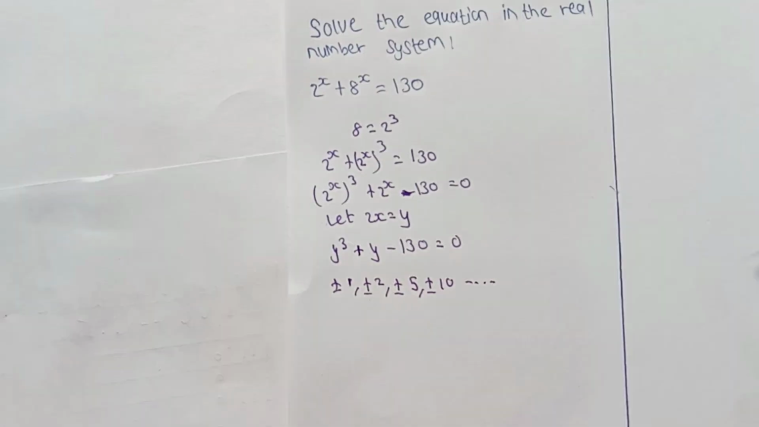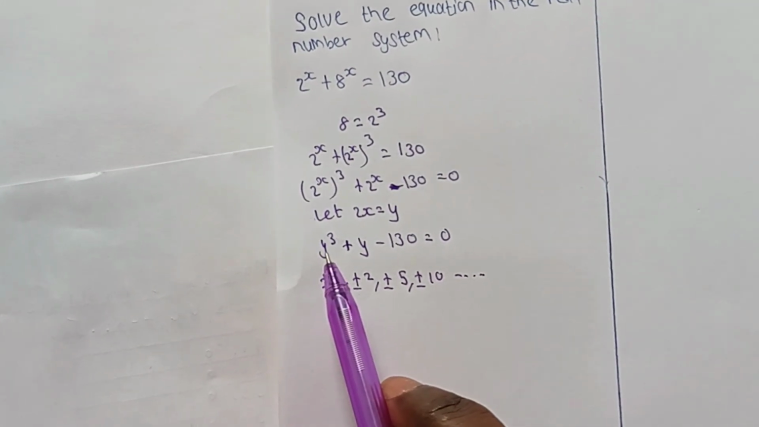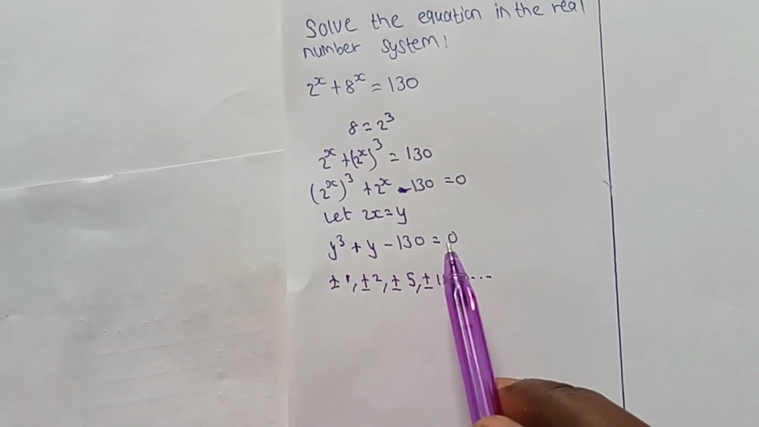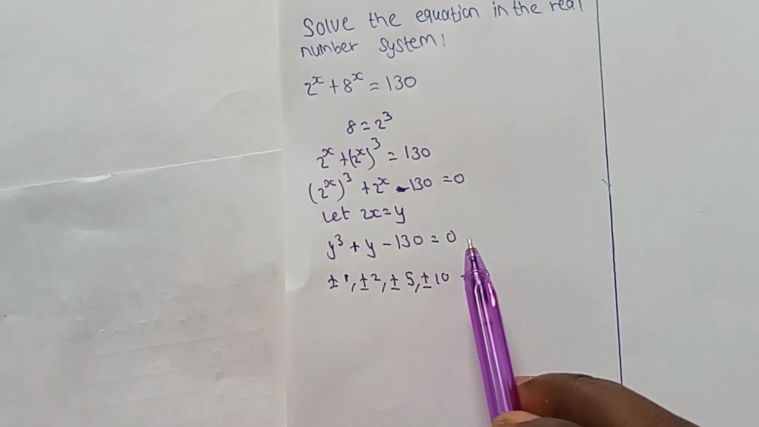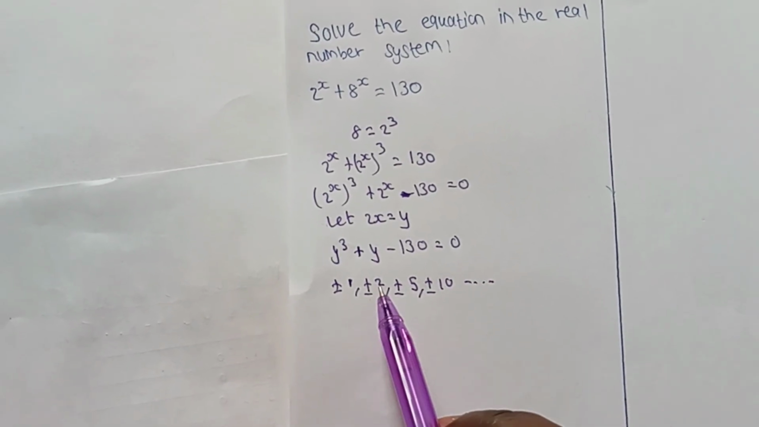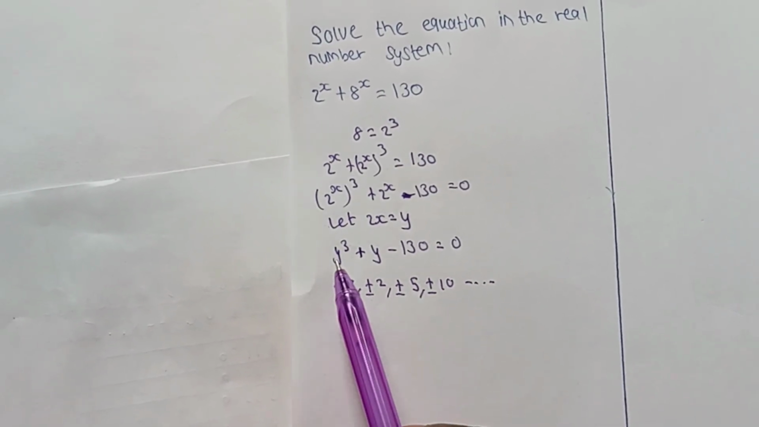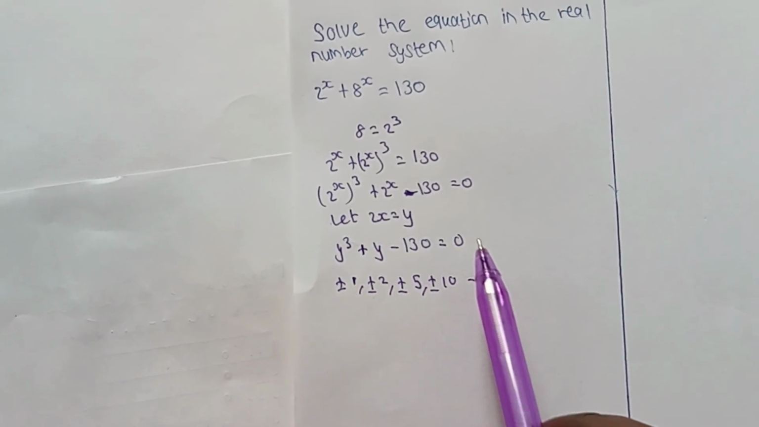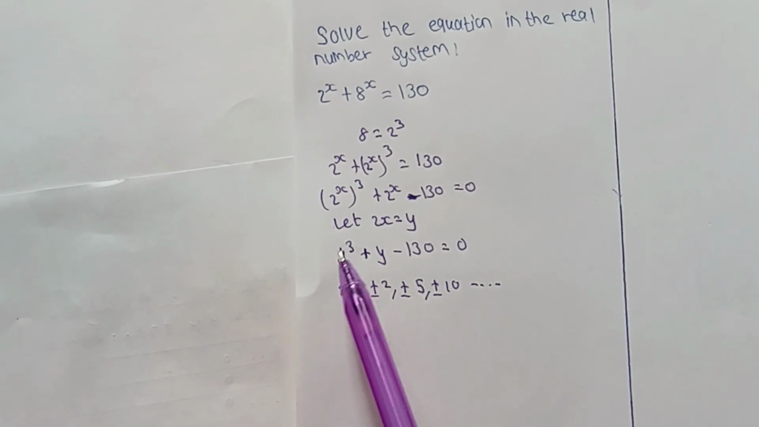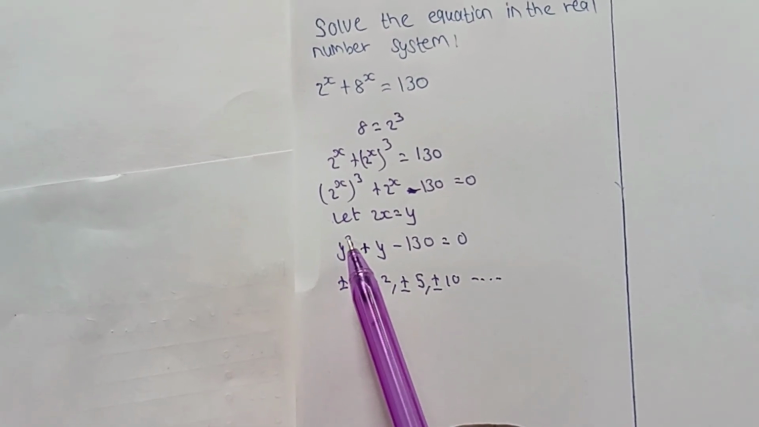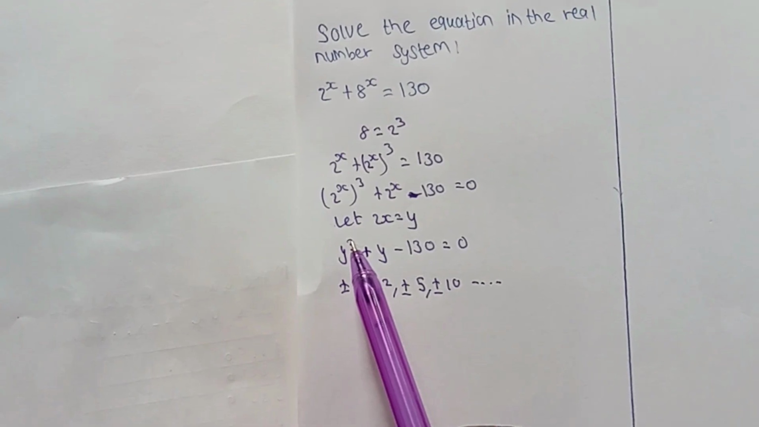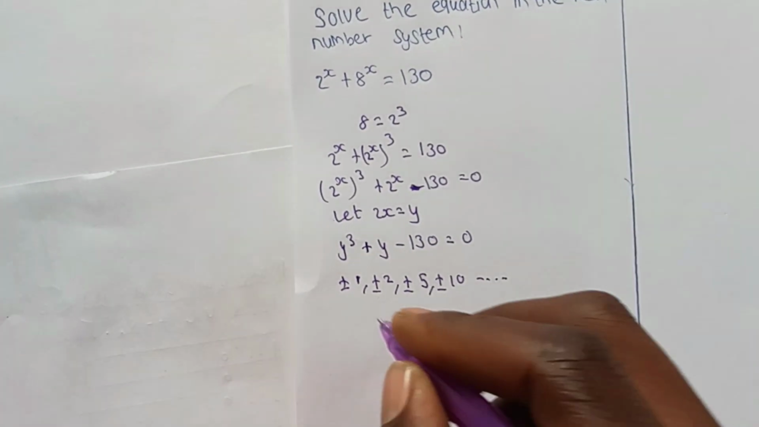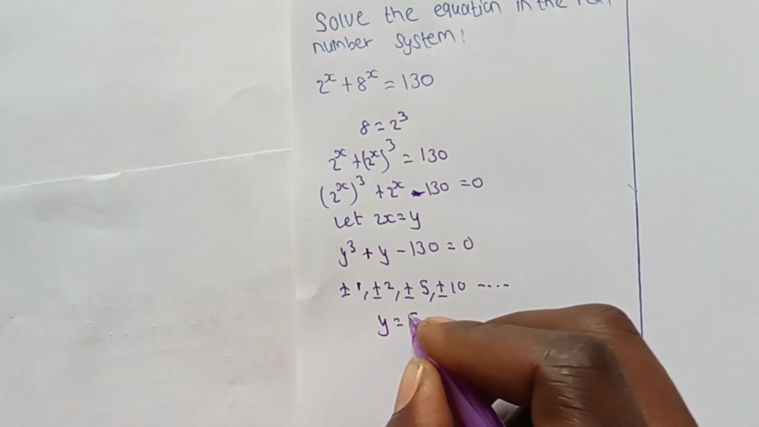So when we replace y with 1, we'll have 1 plus 1, that is 2, minus 130, it will give us negative 128. That is not the number. When we replace with 2, we will get 8 plus 2, that is 10, 10 minus 130, we will get negative 120. When we replace with 5, we will get 5 cubed, which is 125, plus 5 minus 130, that is 0. So 5 is the number. Thus we will have y = 5.